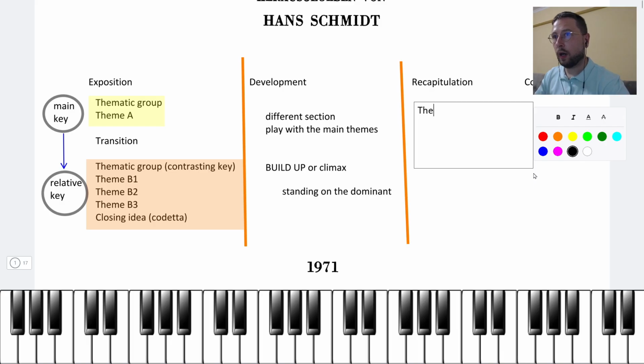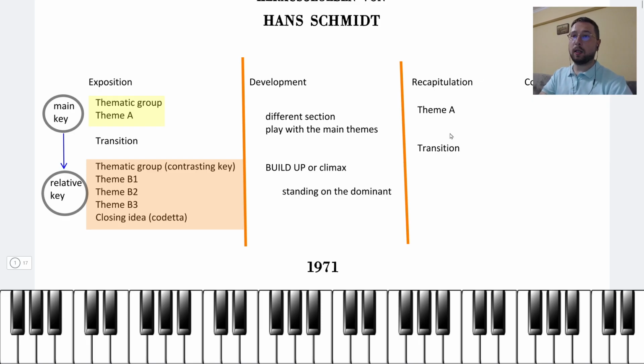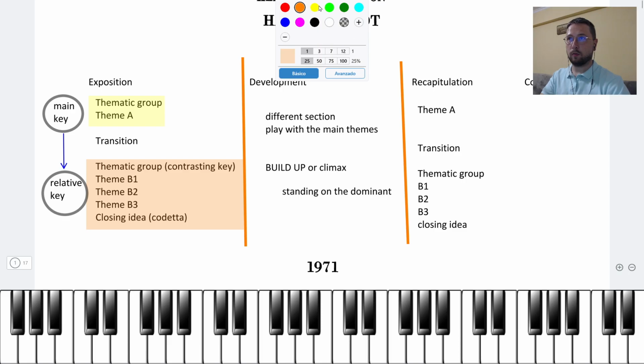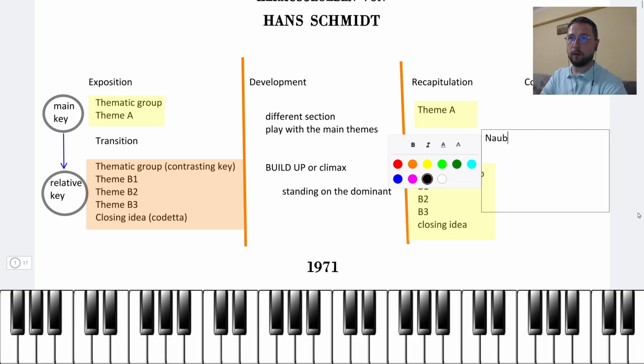Now, how does the recapitulation look like? Well, it has a theme A, same main theme. It has a transition, and it has the same thematic group with B1, B2, B3, and the closing idea. But the main difference is that all of these are now not in different keys, but they are staying all in the same key. So we do not modulate. We're staying all in the same color, in the same F minor main key.